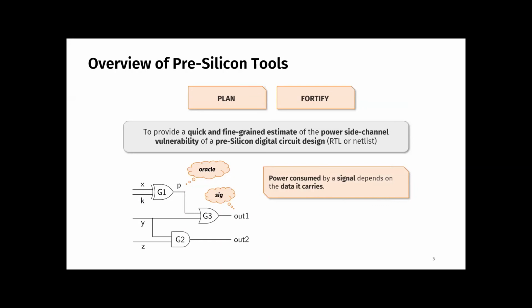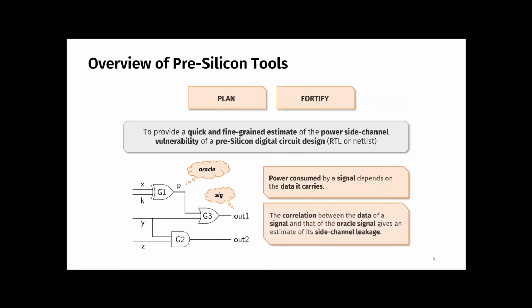Also, the power side channel leakage essentially denotes how much information about the secret, like the oracle signal, can be inferred from any other signal SIG in the circuit. So in other words, we can say that the correlation between the data of the signal and the data of the oracle signal gives us an estimate of its side channel leakage.